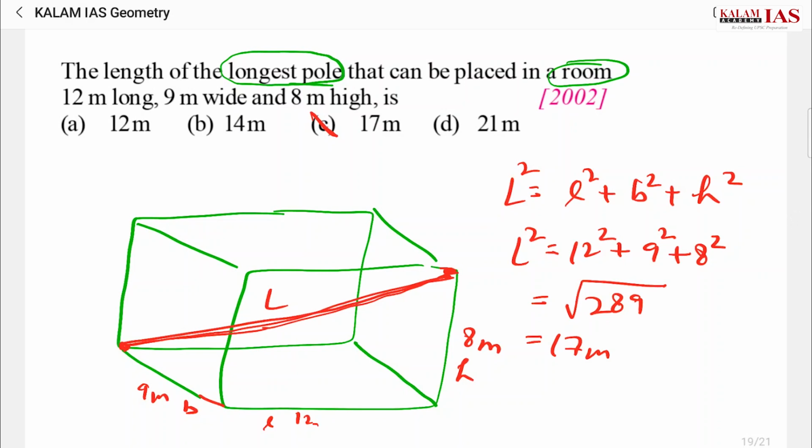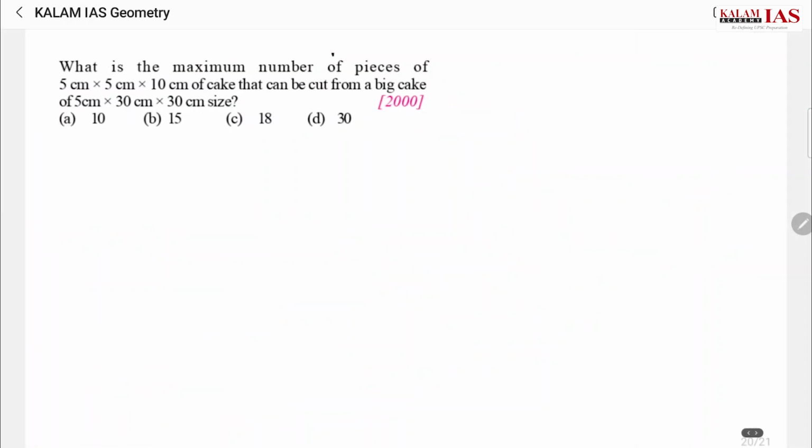So in such questions, we need to just visualize what is happening, and then using simple formula we can find the answer. We have to basically use these three values and determine the answer. As diagonal is the longest part of this room, so that's why we simply applied this formula. Next question.